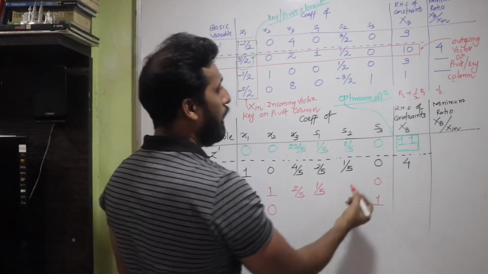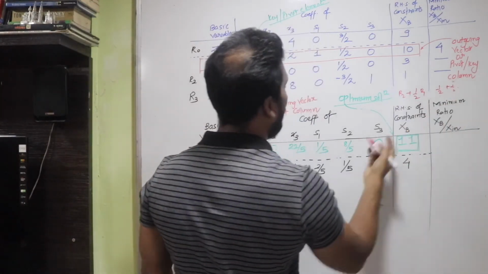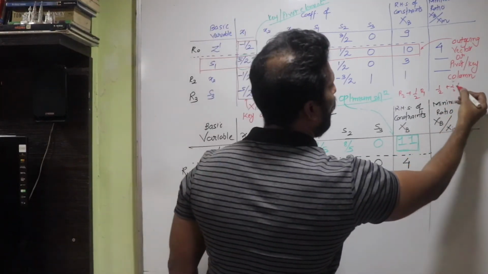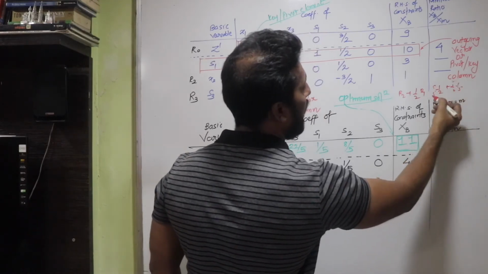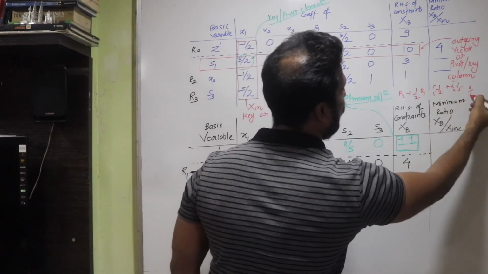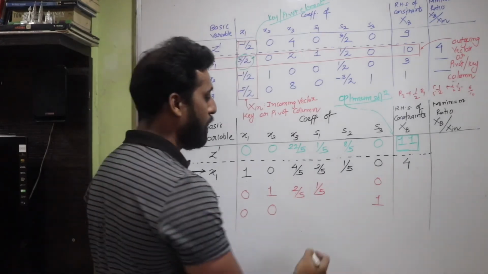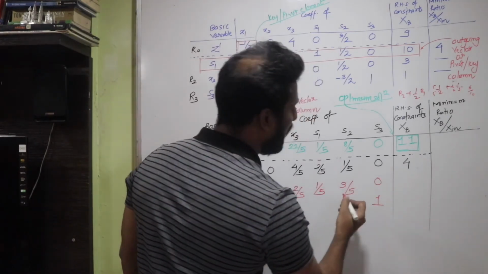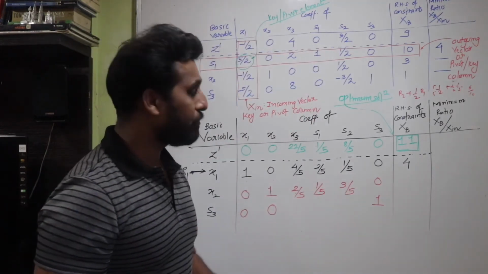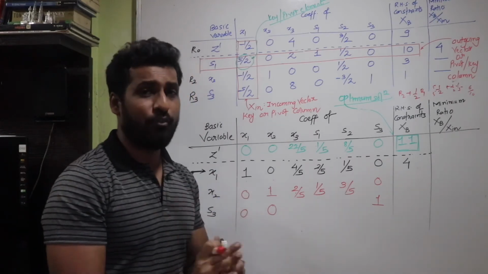1 upon 2 and then plus 1 by 2 into 1 by 5. So I will multiply and divide by 5, so that's 5 plus 1, 6 by 10 you get. 6 by 10 is 3 by 5, so I'm going to write 3 by 5. Students, this is up to you, whatever simple way you can get for yourself.